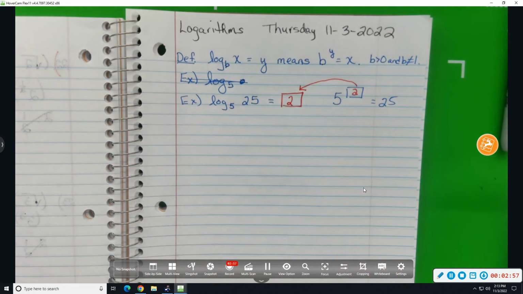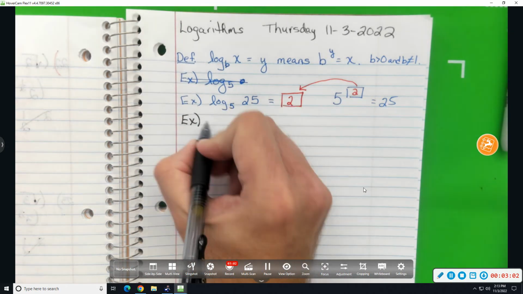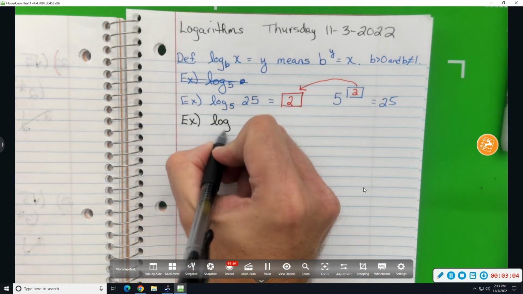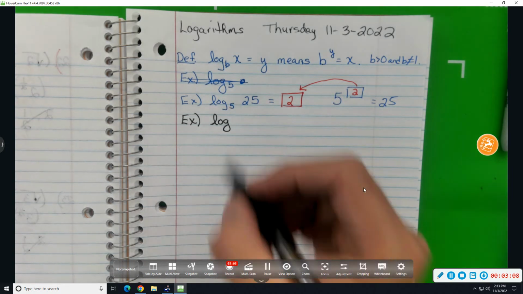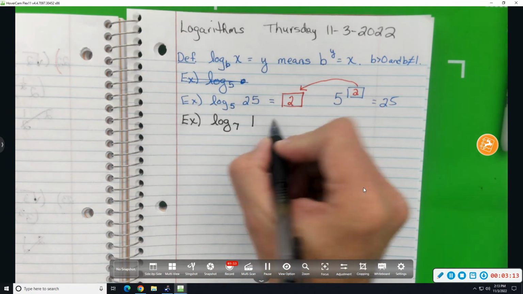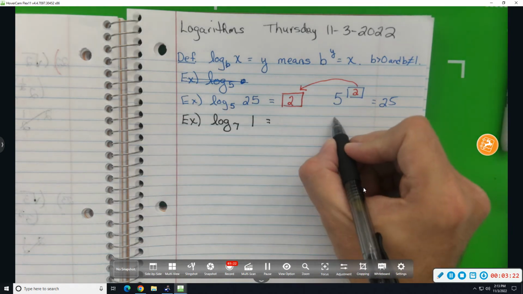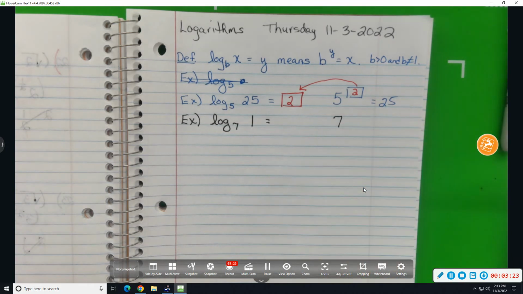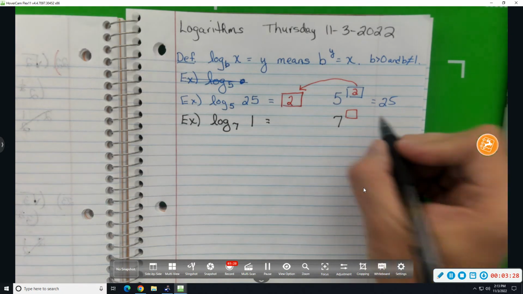Now, here's a tricky one. It's going to involve something that we said the last time. Log base, let's use base 7 of the number 1. What's log base 7 of 1? Here's what you're thinking. You're thinking, what exponent do you put on a 7 in order to get a 1?